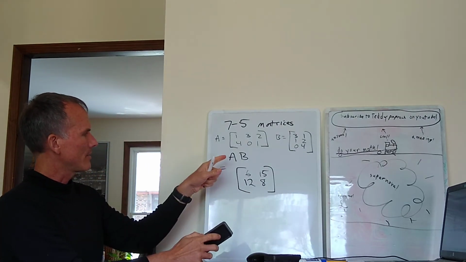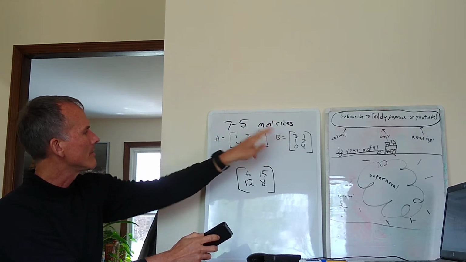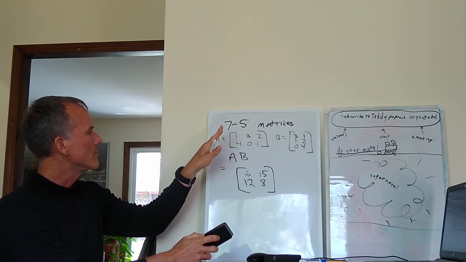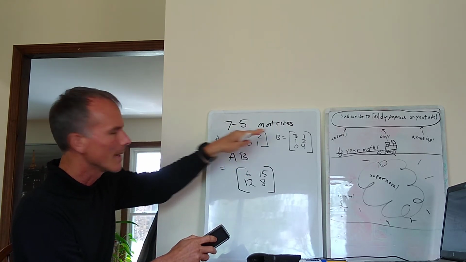So a couple of things here. I could multiply those, remember, and I could multiply these the other way too, because I'd have a 3 by 2. Did I say that correctly? Yeah, 3 by 2 times a 2 by 3.